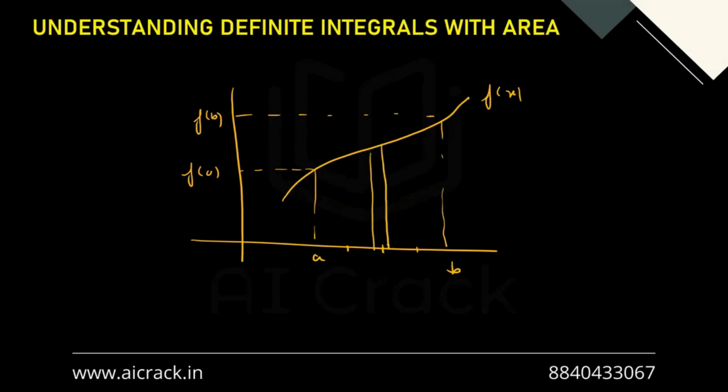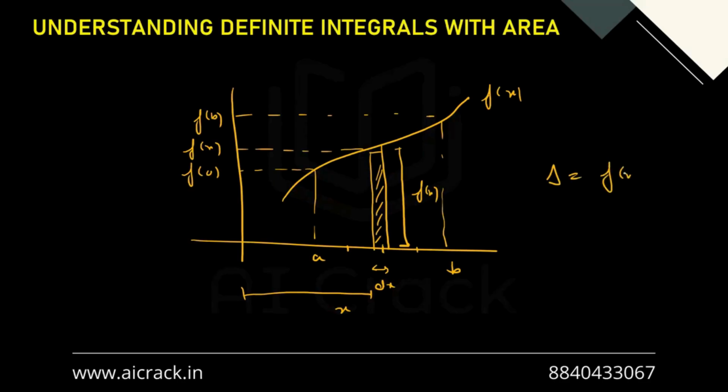So let's say this is a very thin strip. And this length is dx, which is very, very small, infinitesimally small. It is at a distance of x from here, x from origin. Now, at this particular point, this function value would be f(x), right? And function value is nothing but this height only, right? So for this particular rectangle, area would be delta A equals f(x) into dx. dx is the width and f(x) is the length, right?